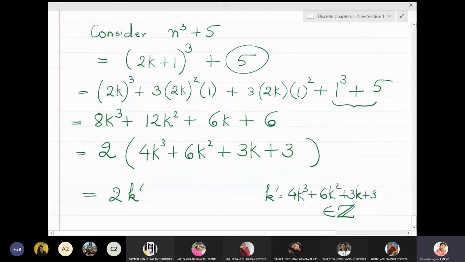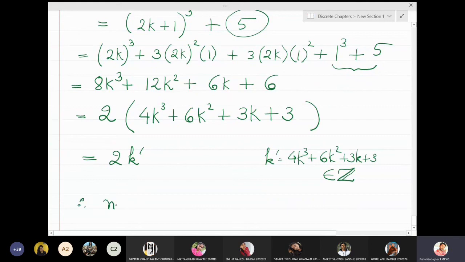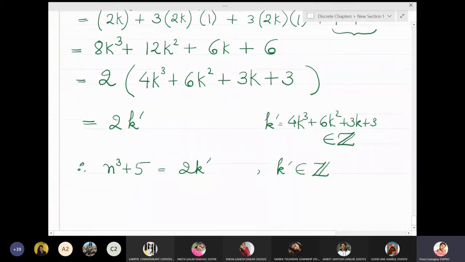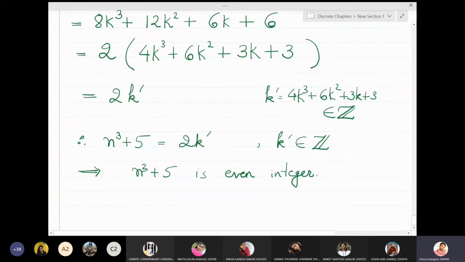So we have proved that n cube plus 5 is 2k dash for some k dash in Z, and this means that n cube plus 5 is an even integer. Okay, means we have proved negation P. So we started with negation Q and we have ended up with negation of P.